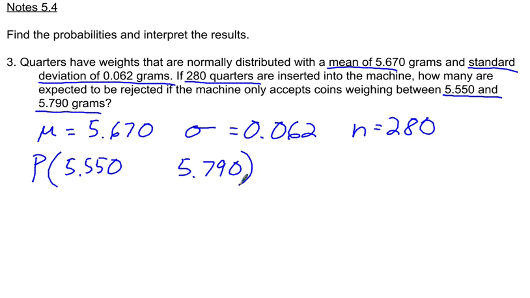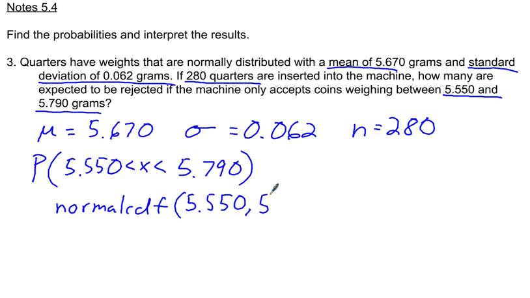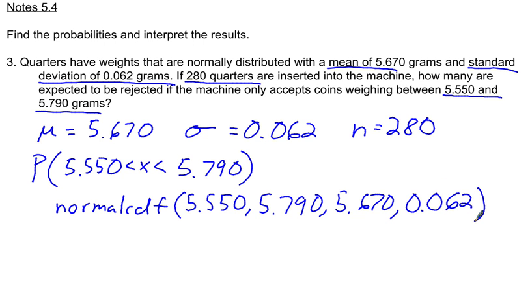Now, nowhere in here is it asking for a mean. It's not asking the probability that it falls between those means. So we're just doing a regular normal distribution probability here. So I use the normalcdf. Our minimum is 5.550, maximum 5.790. The mean is 5.670, and the standard deviation is 0.062.